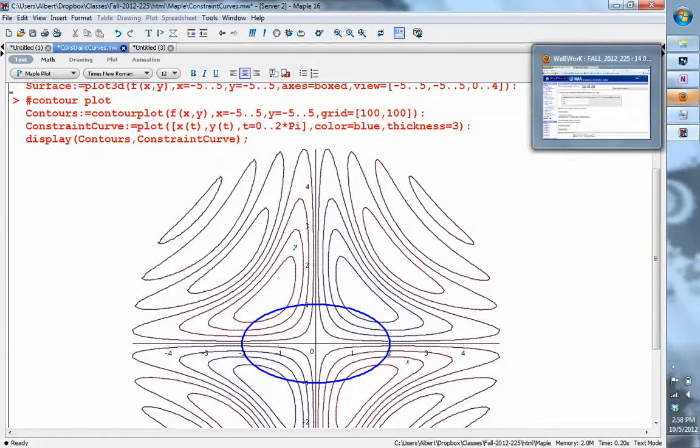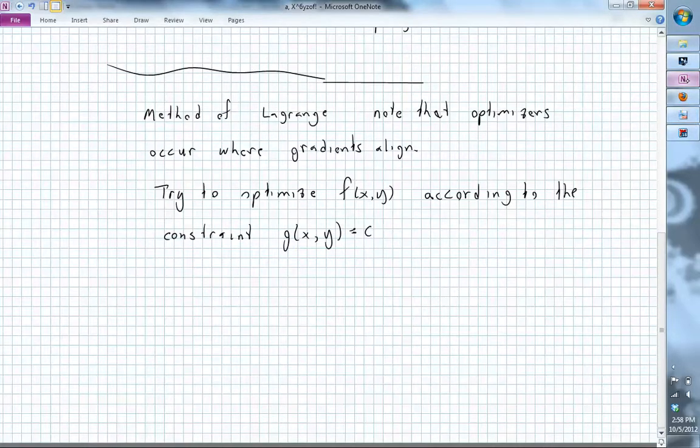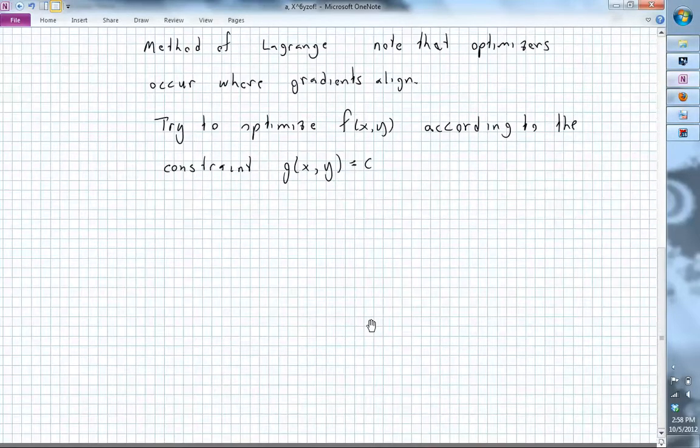Okay, so let's go back to notes here, and what we noticed was when that constraint curve was tangent to a level curve, that was a place where there might be a maximum or a minimum. And we note here that gradients are always perpendicular to level curves, so what we want to do is get gradients to line up. So we want the gradient of f to be equal to some scalar multiple of the gradient of g.